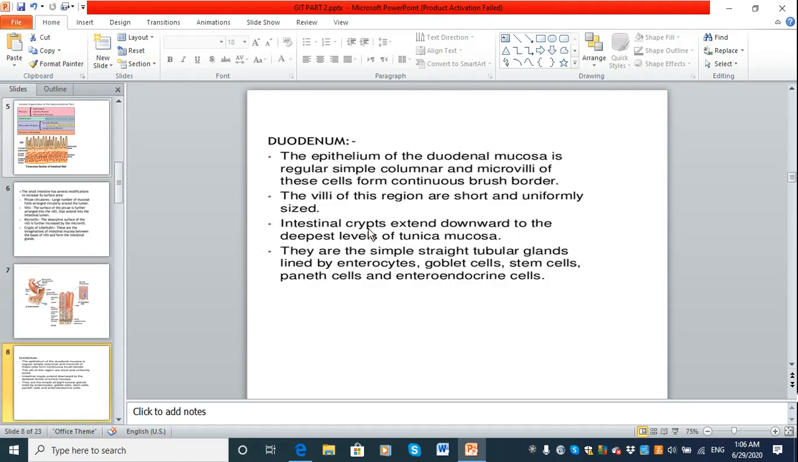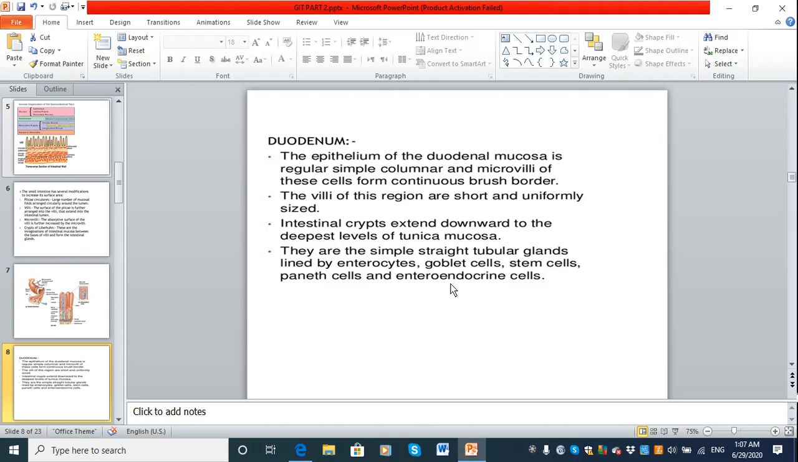All right. So now we go to the segments of the small intestine. We will start with the duodenum. The epithelium of the duodenal mucosa is simple columnar, and the microvilli of these cells form a continuous brush border. We see brush border, what that means. The villi of this region are short and uniform in size, while the intestinal crypts extend downward to a very deep level of the tunica mucosa.